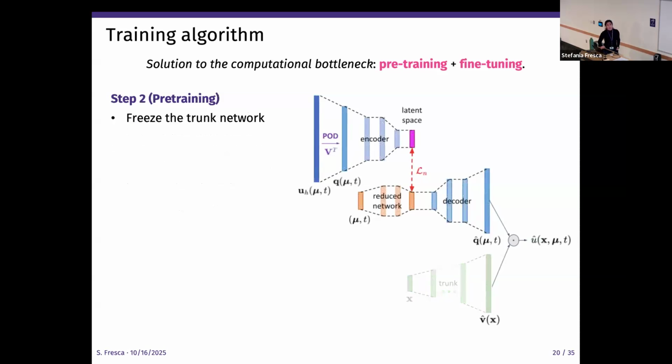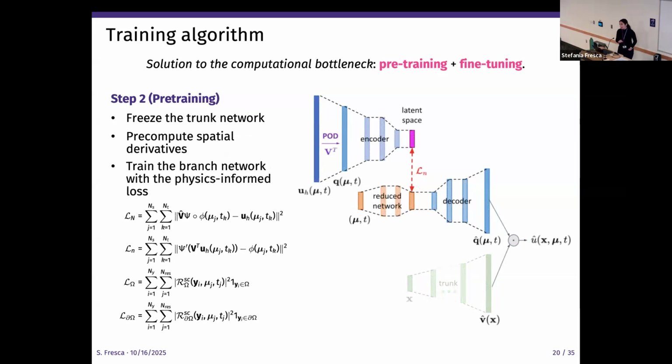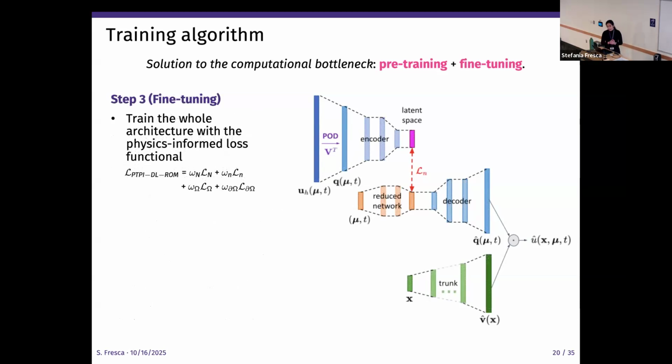The second step of pre-training, this time we freeze the trunk network. We pre-compute the space derivatives and we store them. And then we train the branch network with the loss functional blending physics and data. Finally, the fine-tuning stage, in which we train the entire architecture by means of the physics-informed loss functional for just a few epochs.